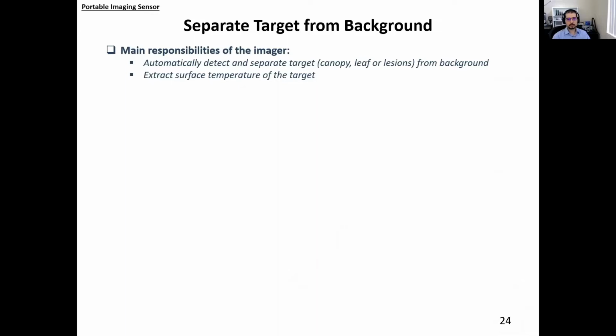So why do we need to separate the target from the background, and how do we do it? Or I'd better say, how does the imager do it? The main responsibilities of the imager are to automatically detect and separate targets, canopy, leaf, lesions, etc. from the background, and then extract the surface temperature of the target.